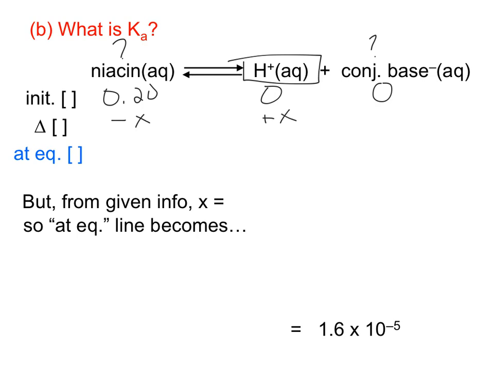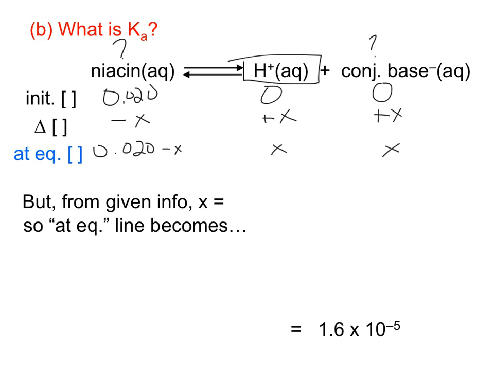We're going to gain X. We don't really know anything else. We're going to gain X on this side. Now we're going to have 0.020. We're going to have X, and we're going to have X here.